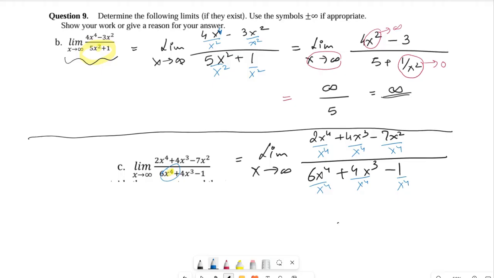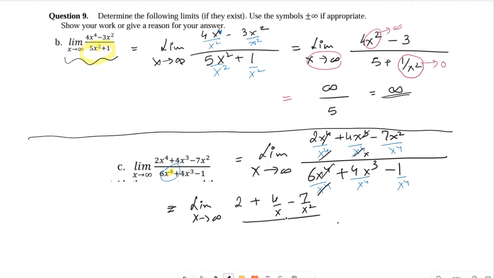That's basically dividing numerator and denominator by x to the fourth. So that doesn't really change the question. We're just manipulating it, not changing it. Simplify, this should be equal to 2 because this cancels, plus x cubed, 3 factors of x cancel, 1 left, minus 7 by x cubed, divided by 6 plus 4 by x minus 1 by x to the fourth.